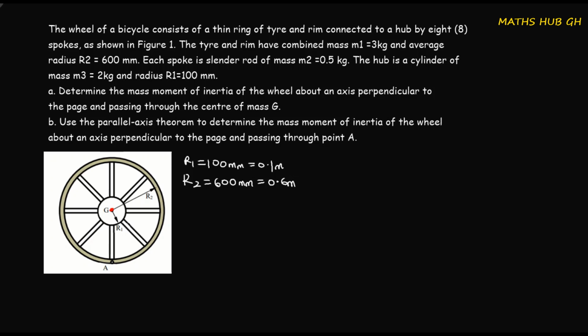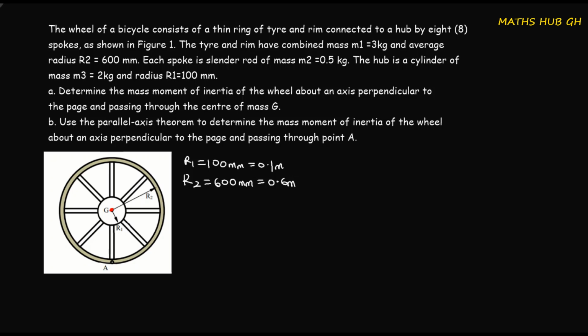So let's look at what you are going to do. First of all, this is a composite body. We have the tie and the rim, we have the hub and then the spokes. To find the mass moment of inertia, we must find the mass moment of each of the components and then we sum them up. First, let's look at the tie and then the rim. The tie and the rim will be considered as a thin ring, which is what we have here.